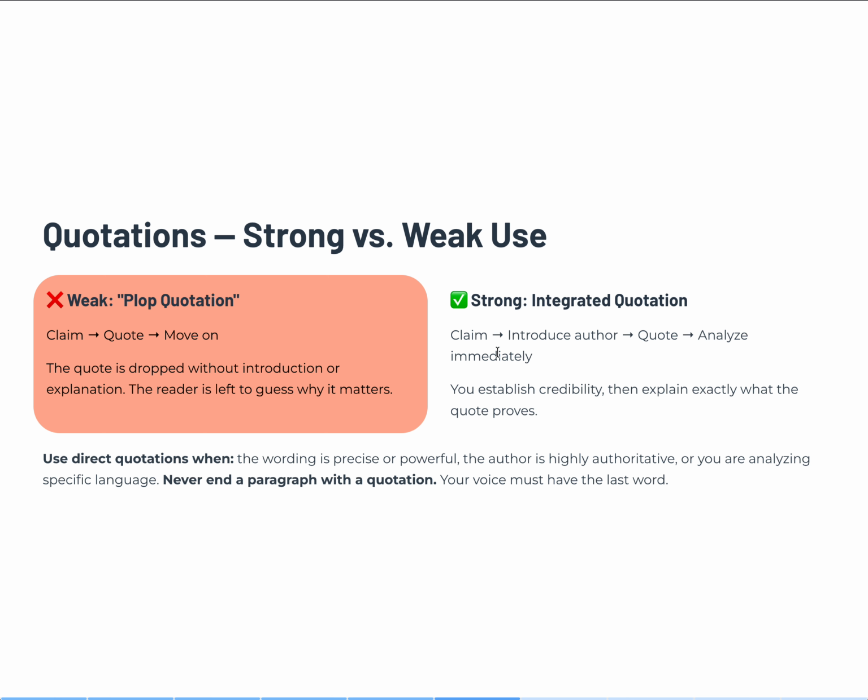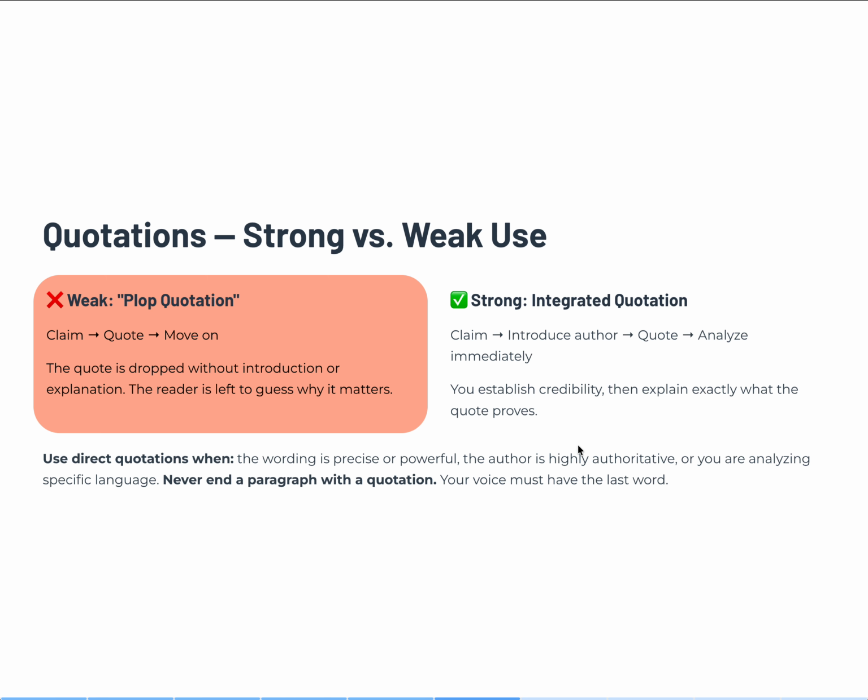So you'll start with your claim, introduce the author, include the quote, and then analyze immediately. We can also look at it as a quotation sandwich. So you never want to end a paragraph with a quotation either. That almost always signals a lack of analysis. Instead, you want to introduce the author and follow the integrated quotation method right here.